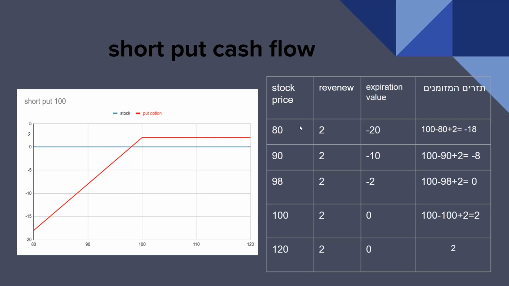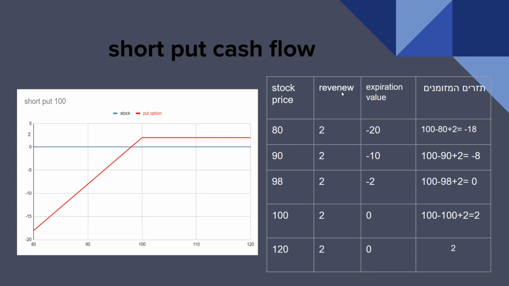That means that we sold one put 100 for $2, and after 30 days at the expiration, the stock lost a lot of momentum and really crashed hard, went down to 80. So let's see the cash flow.